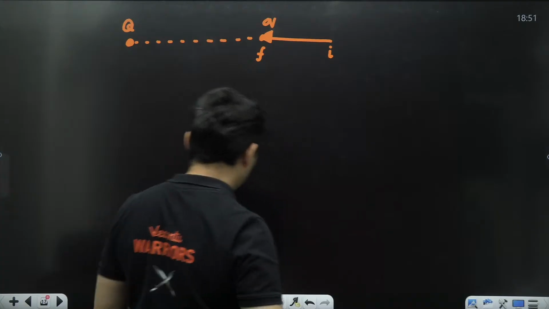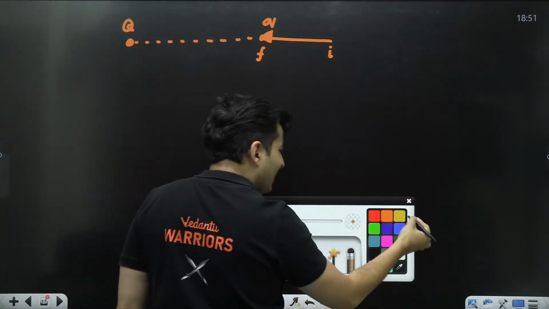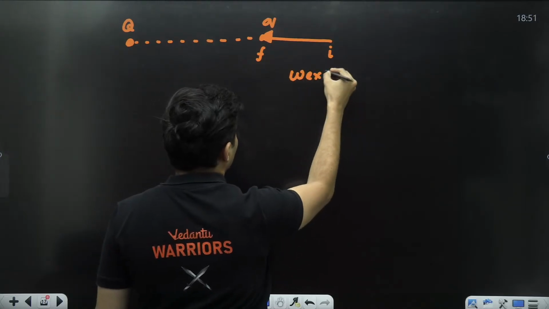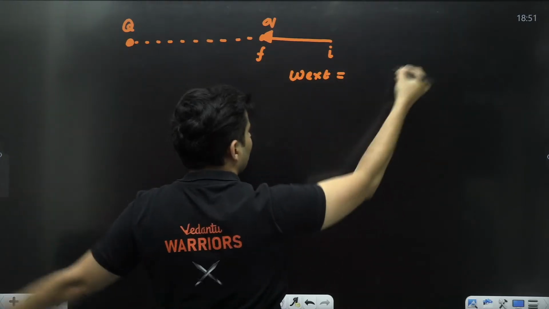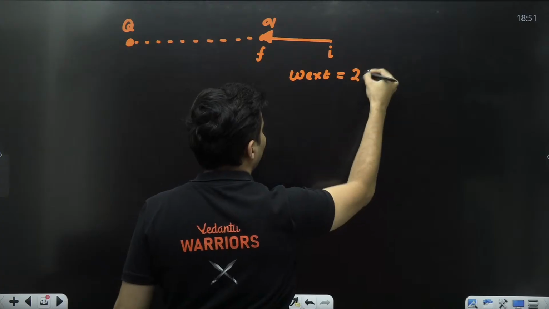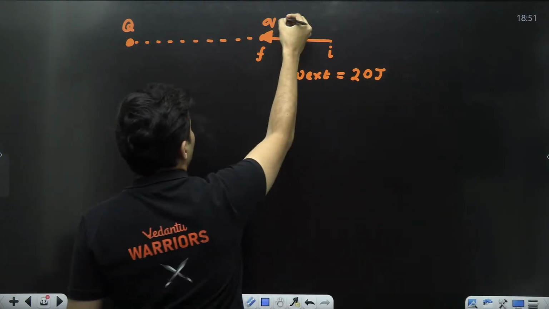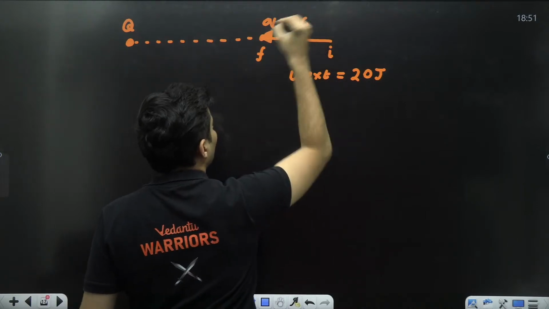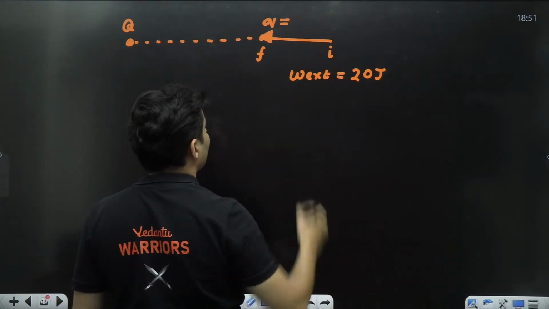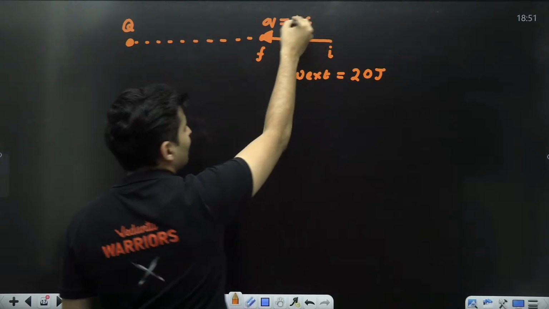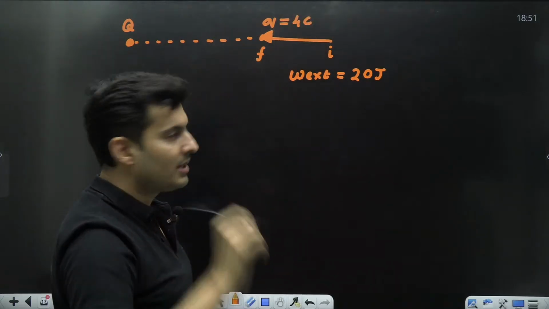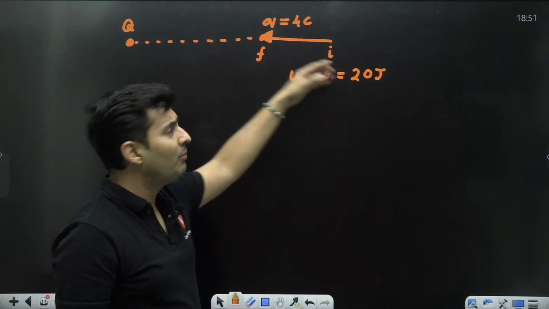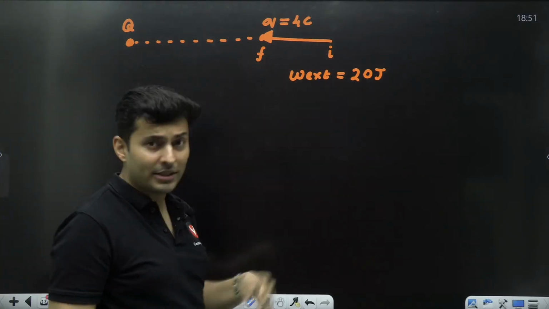Okay, great. And let's take examples, guys. Maybe the work done by our external force, who knows, maybe it is 20 joules, for example. This test charge, I'm just putting some value, let's say it is 4 coulombs. I know it is very big, this is just for you to understand. Now, I moved 4 coulombs of charge from some point to some point, and the work done was 20 joules.